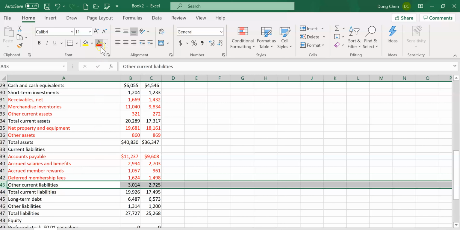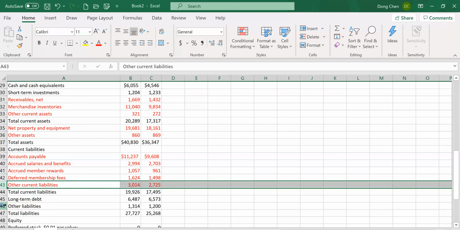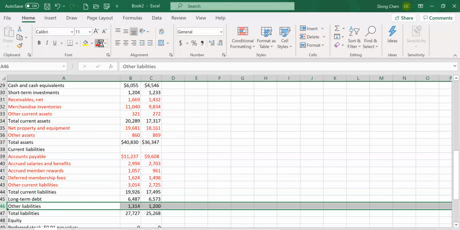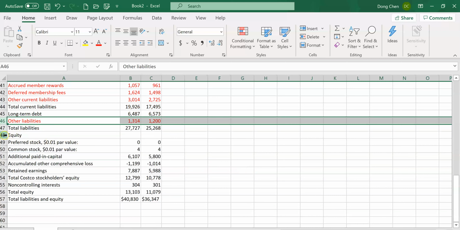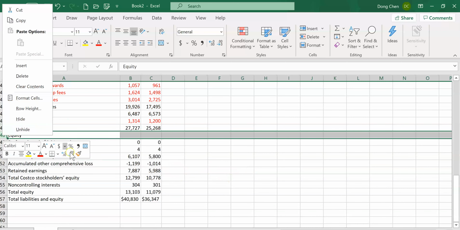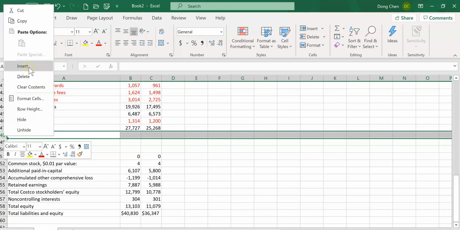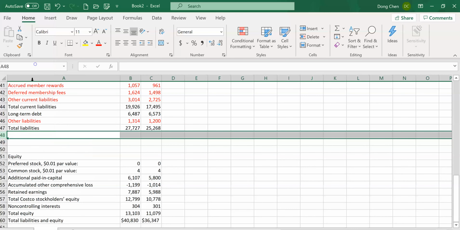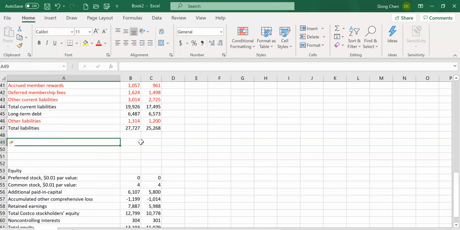And other current liabilities, we also include this too. And long-term debt, this is financing related, so we don't count that. And other liabilities, we count this. So now with that, let me add some rows here. Because our calculation will be only based on the asset and the liability part of the balance sheet, we don't need the equity part of the balance sheet.